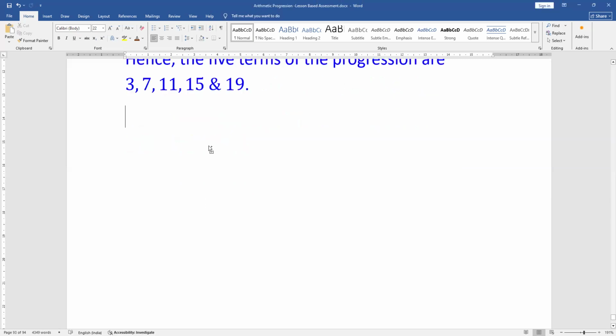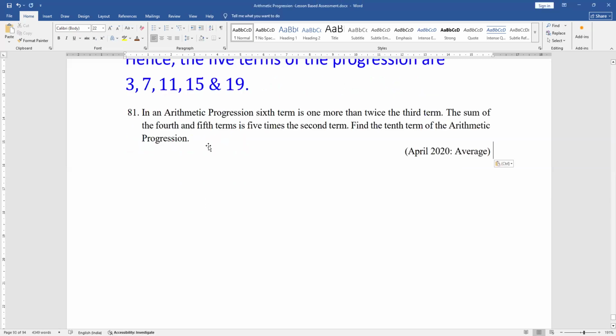Okay, we go for the next question. In an arithmetic progression, the sixth term is one more than twice the third term. The sum of the fourth and fifth terms is 5 times the second term. Find the 10th term.